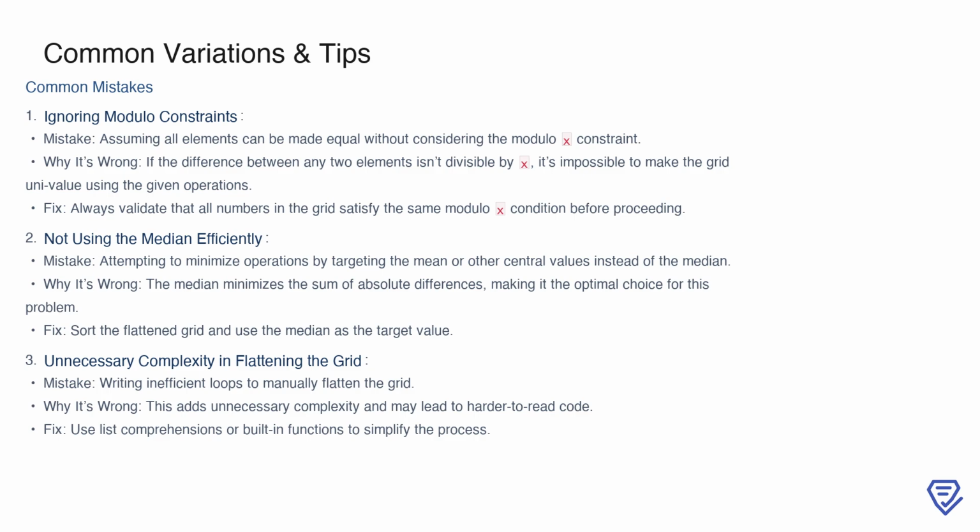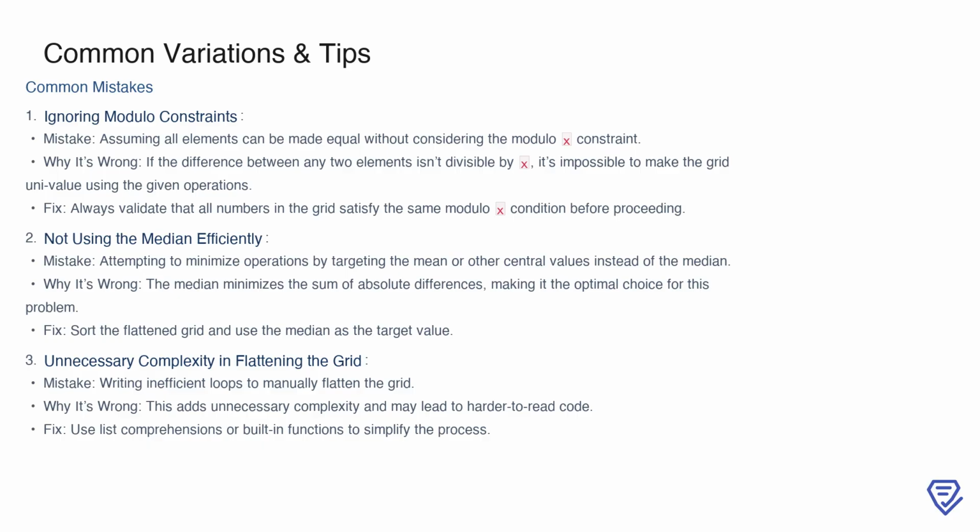This happens when we assume that all elements in the grid can be made equal without checking whether the difference between any two elements is divisible by the given value of x. If this condition isn't satisfied, it's mathematically impossible to achieve a uni-value grid. To avoid this, always validate that all numbers in the grid share the same modulo x before you proceed.